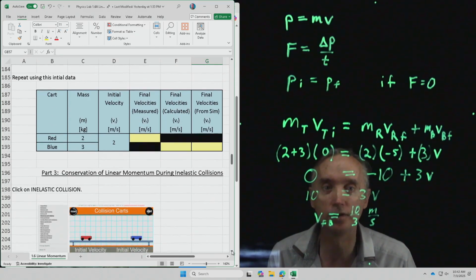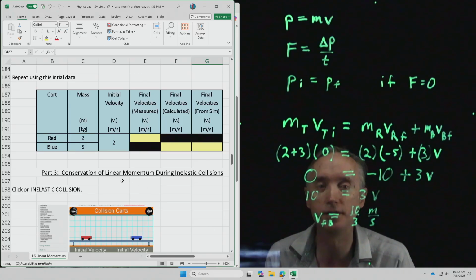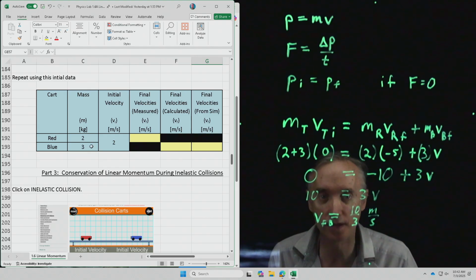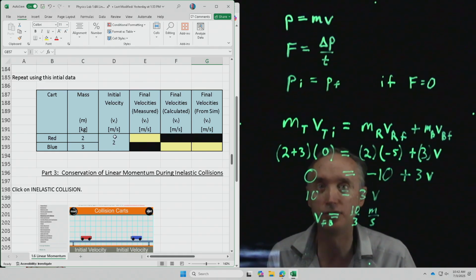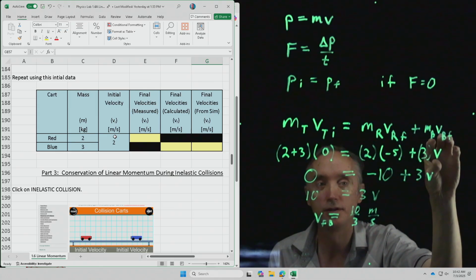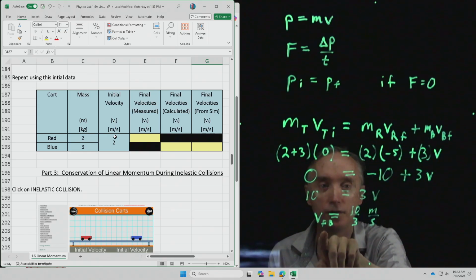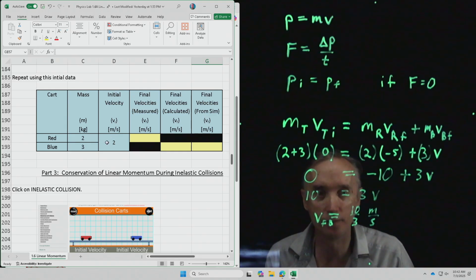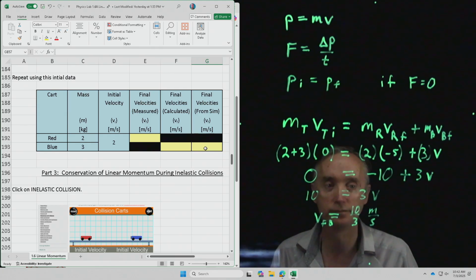Okay, now you're going to do it again, but it's going to be a little bit more difficult this time. So notice that we've got the same two masses, but the initial velocity is different. So it's not 0, okay, but you're going to do it exactly the same way. Put all your numbers into this formula, solve it for the final velocity of the blue car, put that number down here, and then look at the simulation and see if you got it right. Got it? Okay.